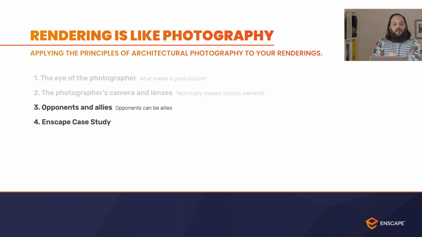We have already talked about the eye of the photographer and the photographer's camera and lenses. Those videos can be found on the Enscape website and on YouTube if you're interested. In the following 2 webinars, we will cover opponents and allies. Opponents can be allies. And the 4th part will be an Enscape case study. So let's get started with the 3rd of 4 sessions.